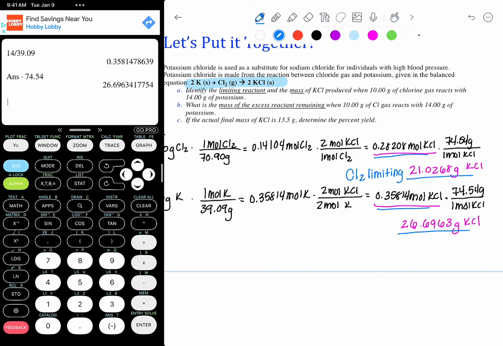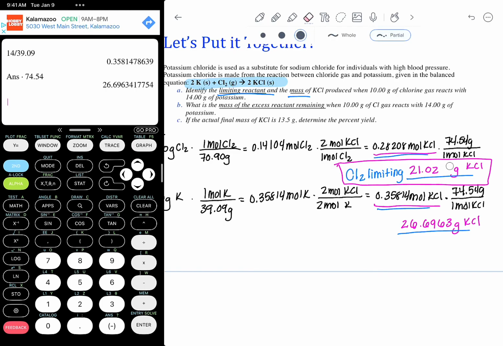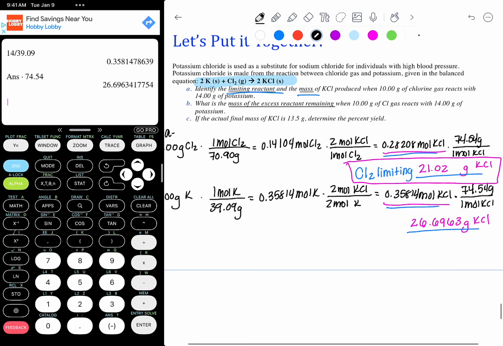Okay, so that's A. We found the mass of KCl produced as well as the limiting reactant. All right, here is our answer to that problem. Okay, here we'll erase some of these numbers for sig fig purposes. There we go. Our next question is asking us, what is the mass of excess reactant remaining when these two reactants come together? So we know that the maximum amount of KCl that we can form is 21.02 grams. We now want to determine how much excess reactant, how much K, is left over.